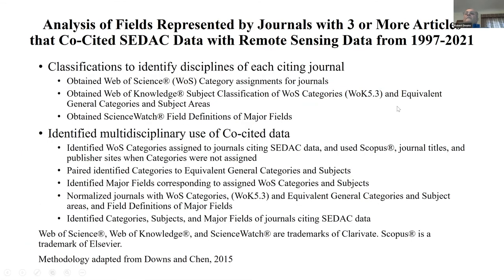So we have continued our analyses of co-citations of CDAC data with remote sensing data to go to 25 years now. And we're building on the methodology we developed almost a decade ago to do that. Basically, we're relying on Web of Science primarily. Through the years when we've been doing this, Web of Science didn't necessarily have newer journals in it. I'm noticing now that Web of Science is starting to catch up, but new journals are springing up fast. So it's a never-ending chase there.